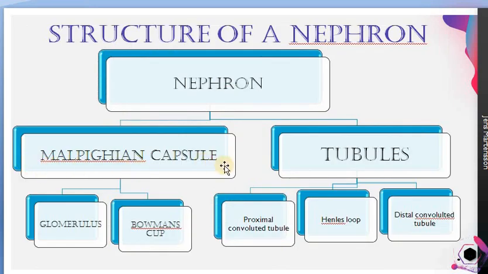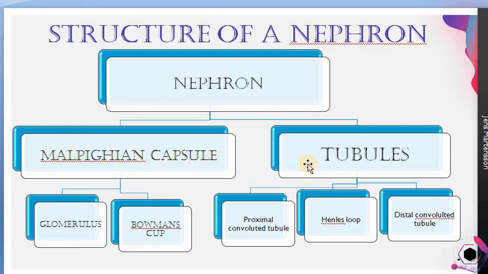The first part is the Malpighian capsule, which is like a head, and then the tubules, which are like a tail. The Malpighian capsule is composed of the glomerulus, which is a bunch of blood capillaries. It's not blood vessel, it is blood capillary. A bunch of blood capillaries found inside one small cup-like structure. That cup-like structure is known as Bowman's cup. Together these two form the Malpighian capsule.